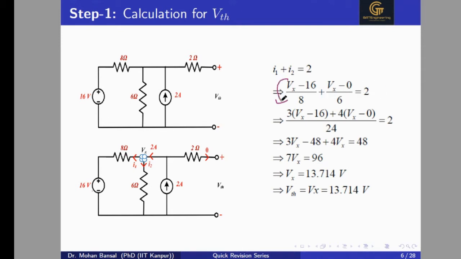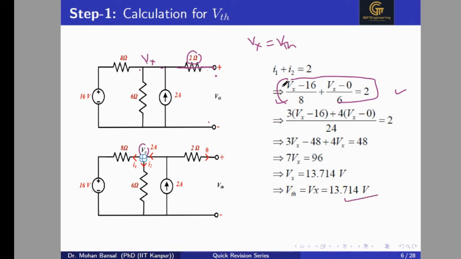Here you can see that we have an equation with only a single variable, so we can easily find out the value of Vx. Vx is the potential across this terminal, and the current in this branch is 0, so Vx is nothing but Vth here. Because there is no voltage drop here, because the current is 0. So we compute VTH, which is equal to Vx, and this is 13.714 volt.